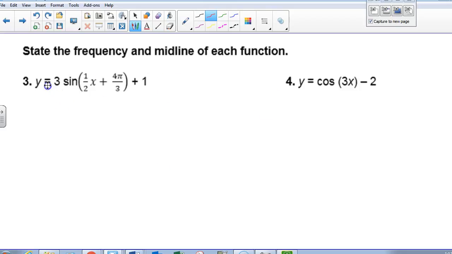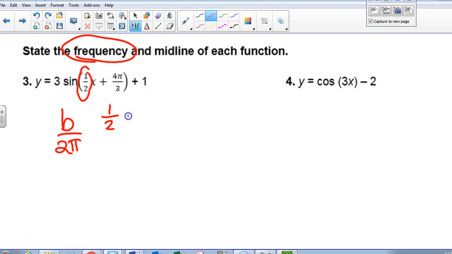Really quick, this one has a bunch of extra information. All I want is the frequency. What do I need to find the frequency? Or even just B, right? Because it's the absolute value of B over 2 pi. B is positive here, so we're good. What is the B value?